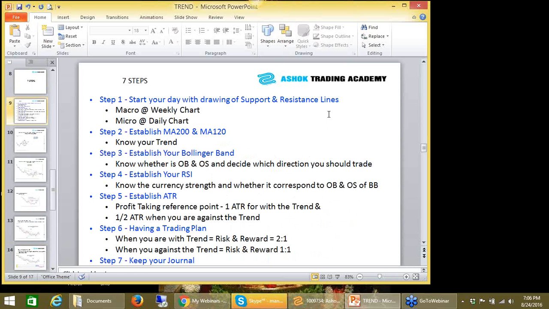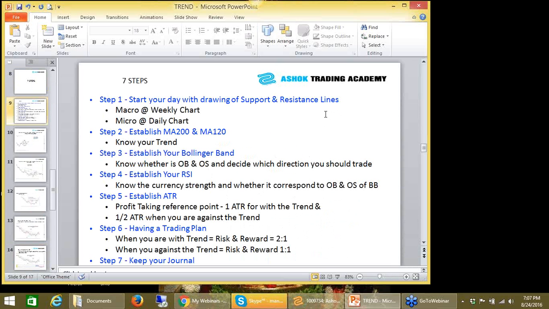First we are using the macro wave. The macro wave is always used on a weekly chart. After that, once we find the trend, then we can use the daily chart. On the daily chart we can find the intermediate trend or the short term trend. All these can use the daily chart.